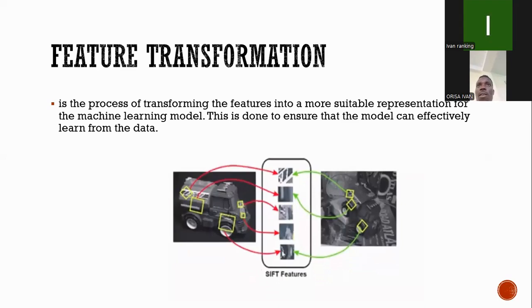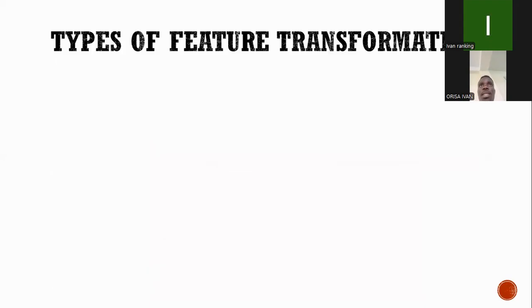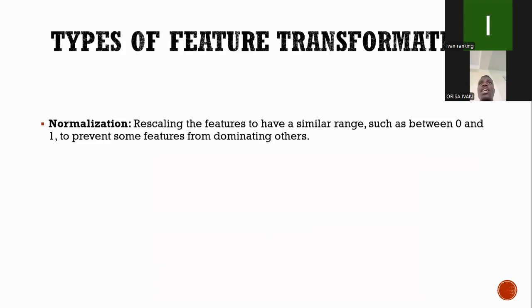So we have a simple picture here of transforming the data. We had a vehicle, then we had to extract parts of the vehicle one at a time. So as you can see, this makes it easier for the model to understand, since the model goes part by part. So this makes the model understand more about the data it's trained on. Let's look at the types of feature transformation.